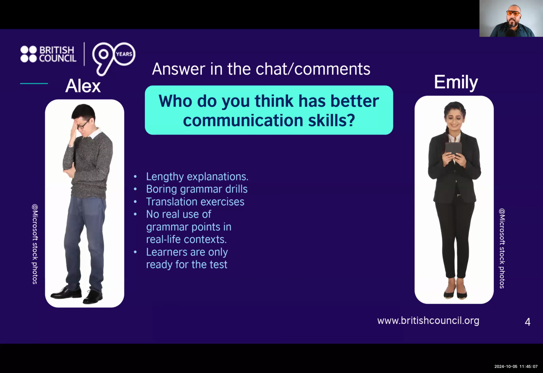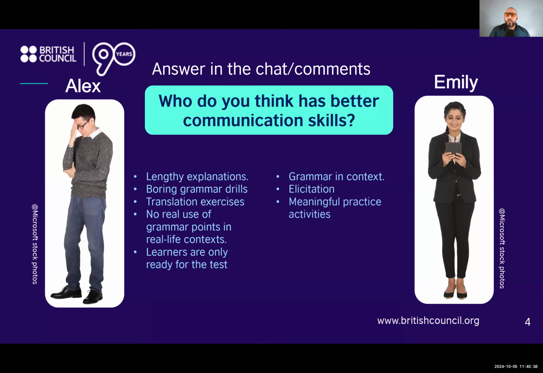On the other hand, we have Emily, who practices grammar in a meaningful context. She participates in role plays, writes stories, discusses current events in English, and even talks about everything in society, right, in English. So she practices and uses grammar in real world situations. Her teachers teach her grammar in context. They elicit rather than just telling the learners. They use meaningful practice activities, and they provide the learners with communicative practice opportunities.